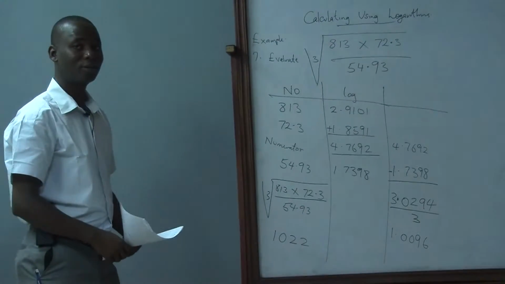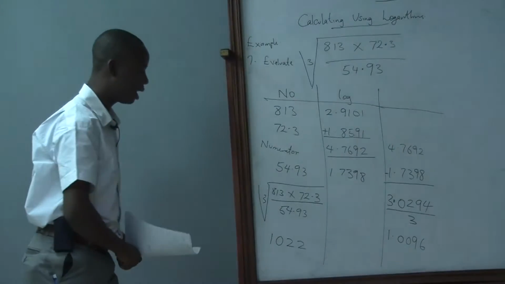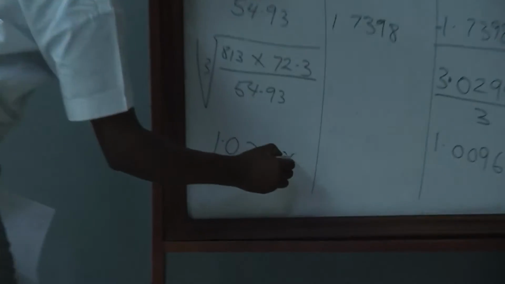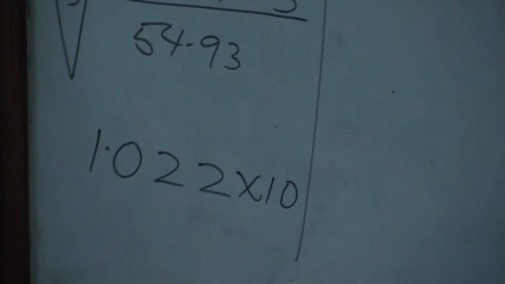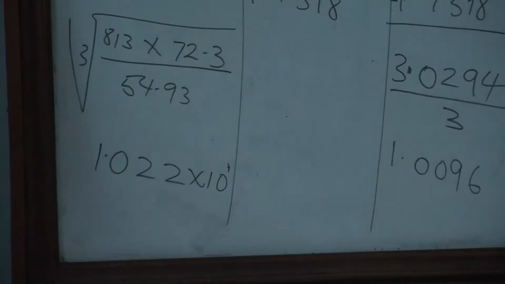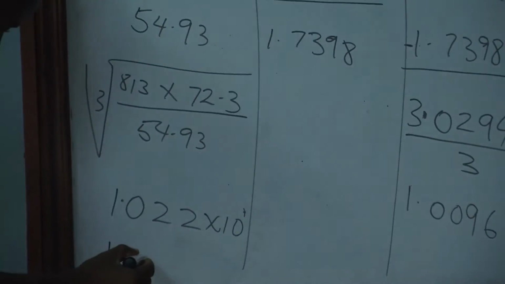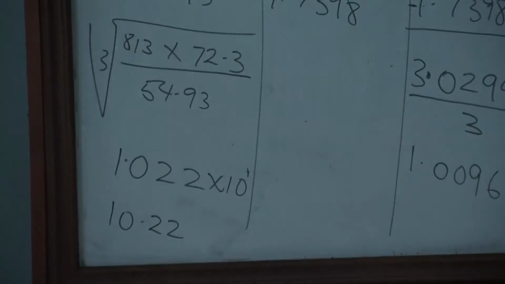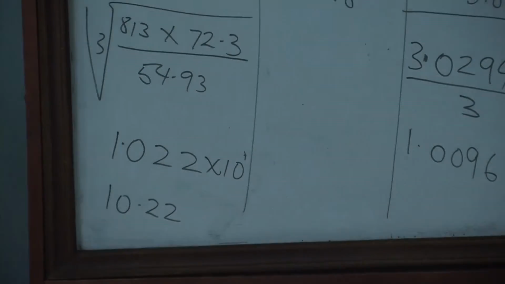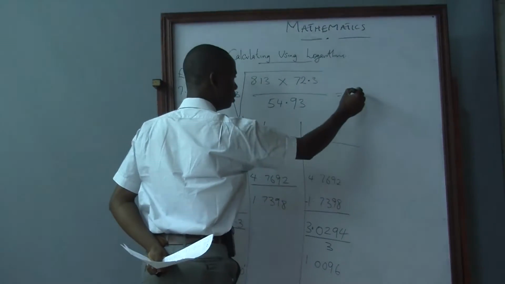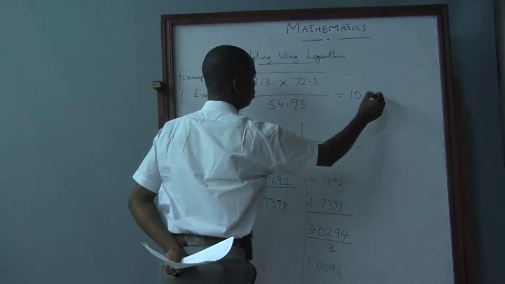How do we get our final answer? We'll write this in index form, and that would be 1.022 times 10 raised to the power of 1. And that would be 10.22. So the final result for this evaluation is 10.22.